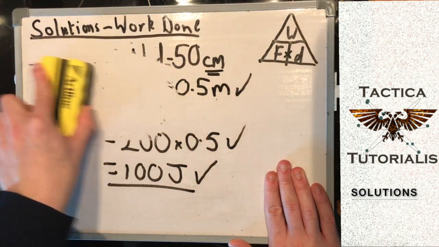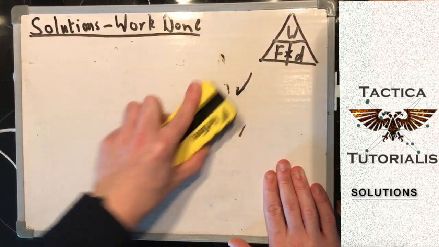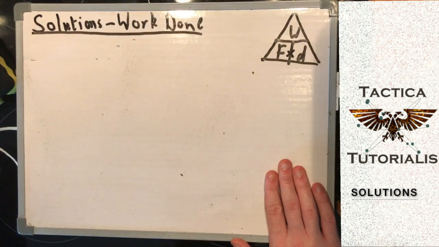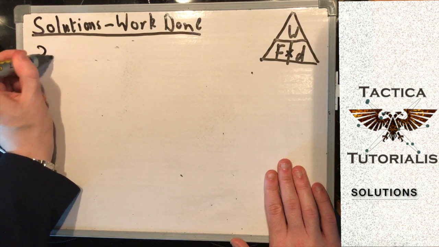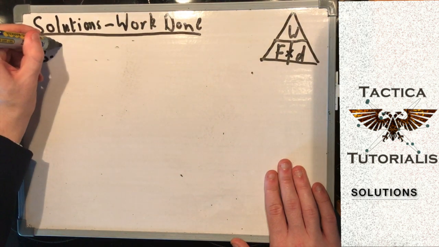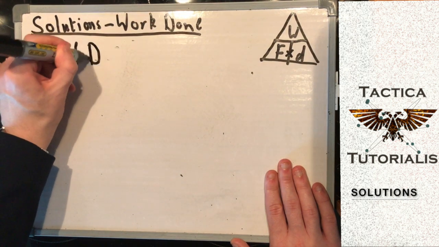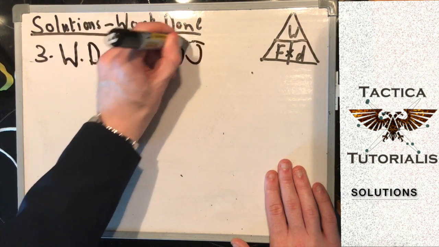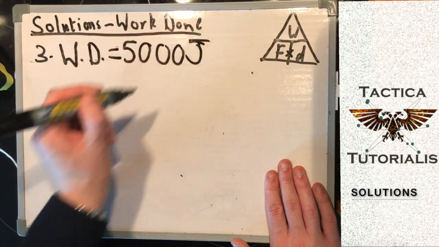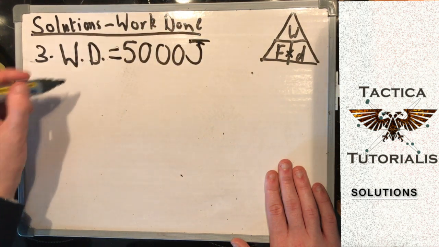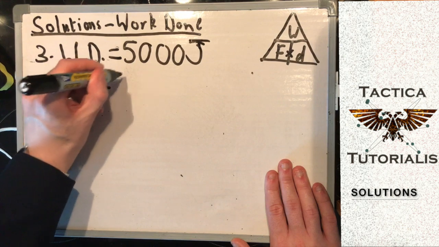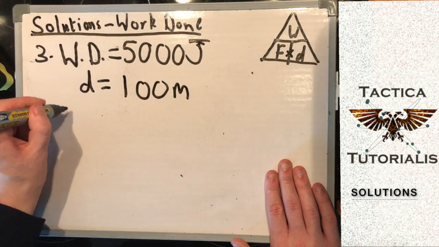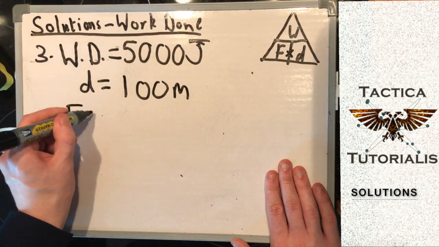Now, question 3, spice things up again in a slightly different way. What did we have this time? So question 3, you were given that you had a work of 5,000 joules, and you were also told that it was over a distance of 100 meters. You were then asked to calculate the force applied.